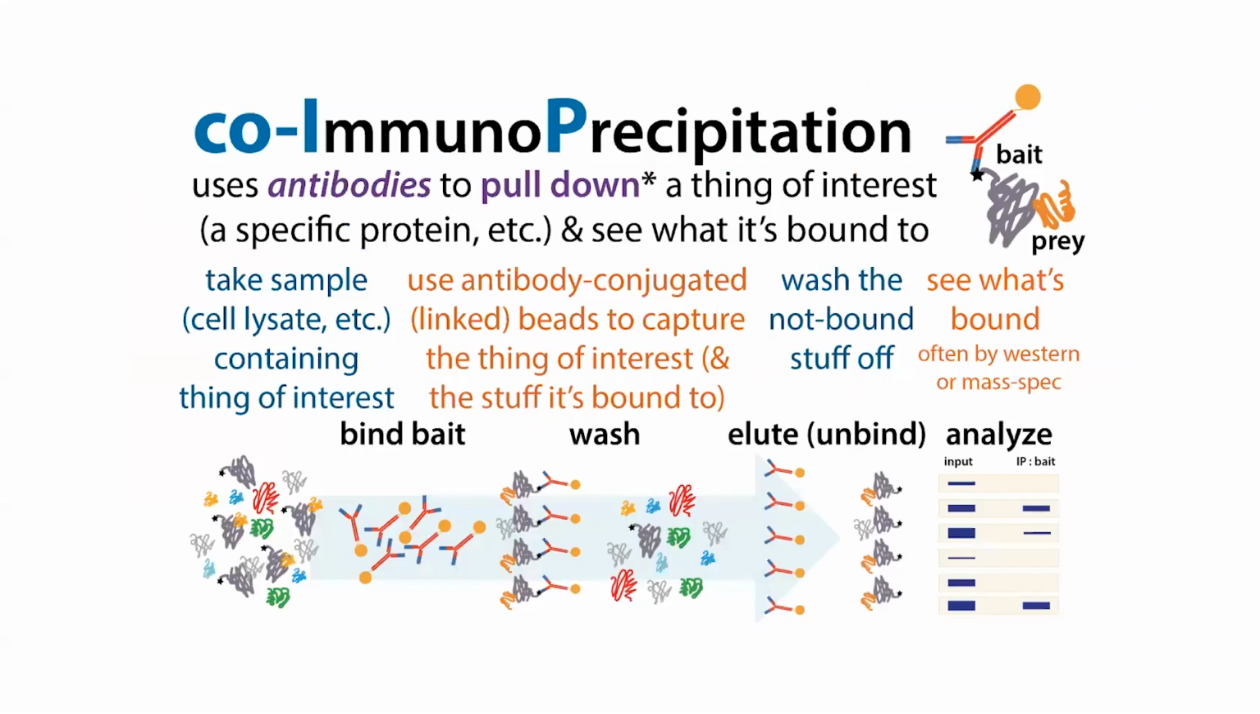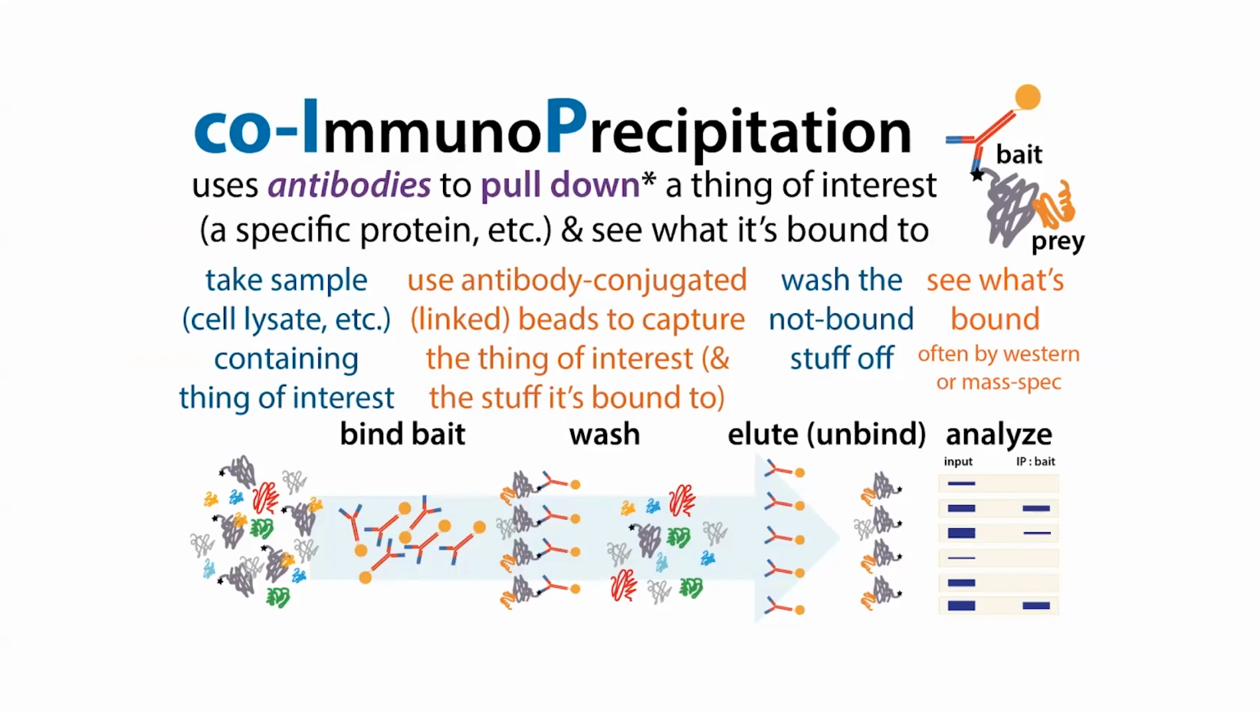Then you can elute your sample, depending on what you're hoping to do and what type of beads you're using. There are different methods. You might just heat it up and add your protein loading dye. You might use an acid or a base method and then neutralize it. There are various options, so look to the manual and the technical specifications for your experiment. But in this way, you're able to elute, or unbind, the stuff that was bound, and then you analyze it.